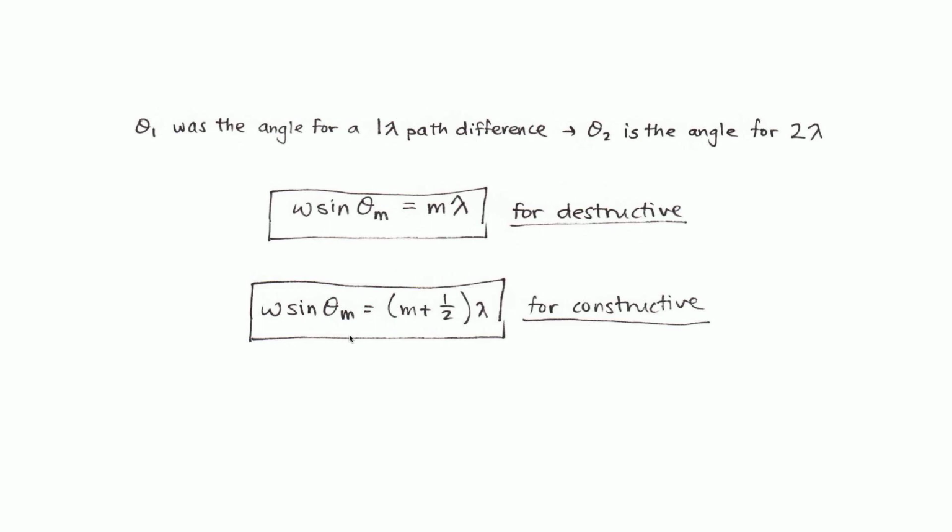Because here we have W sine theta is equal to (m plus a half) lambda, which would be the condition for constructive interference. The equation looks very, very similar to what it looked like in the previous case, but here we've of course flipped our definitions for m, which now applies to the destructive case, and m plus a half, which applies to the constructive case. So it's reversed, so be very careful about this.